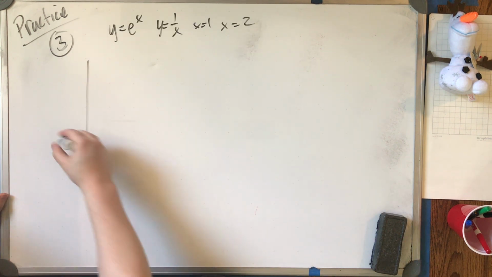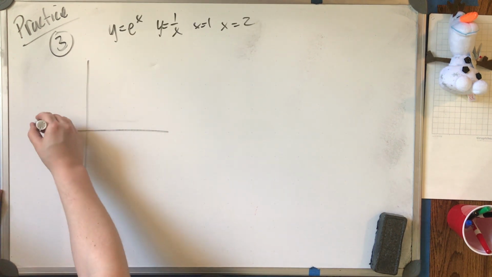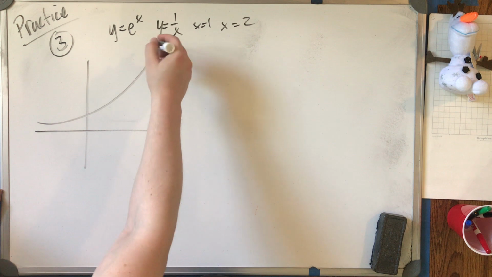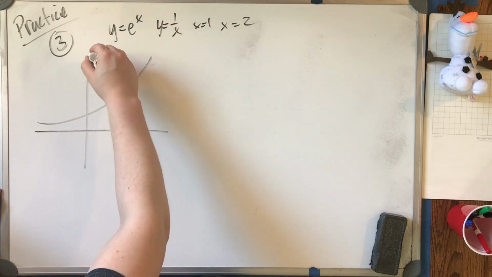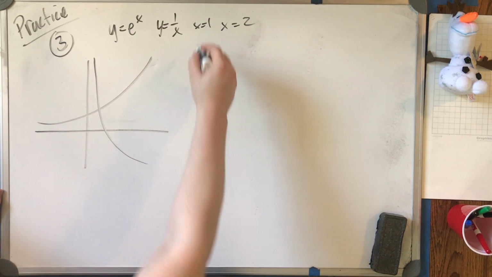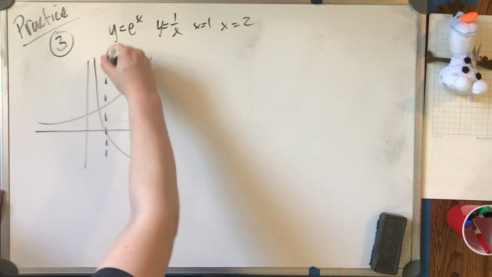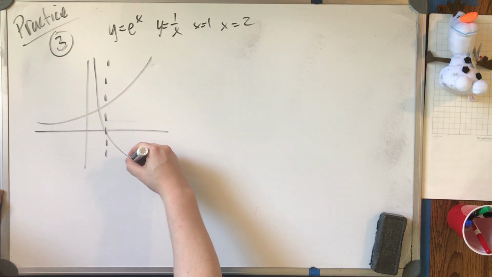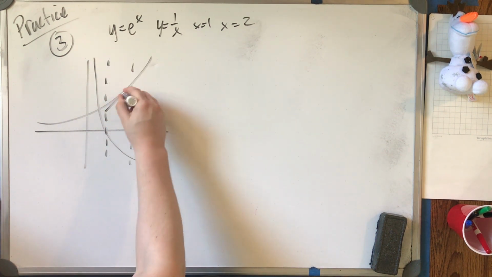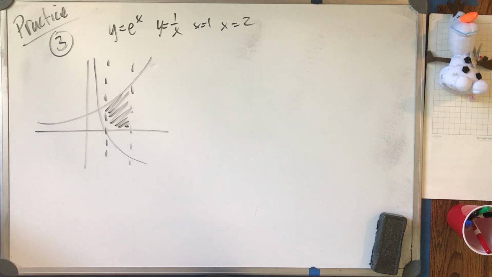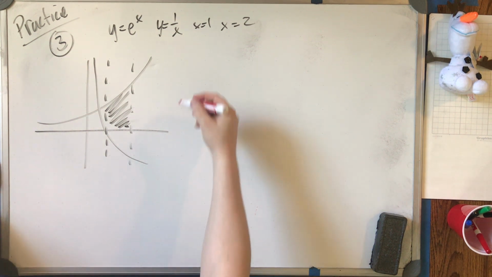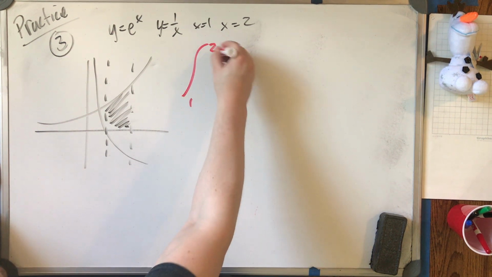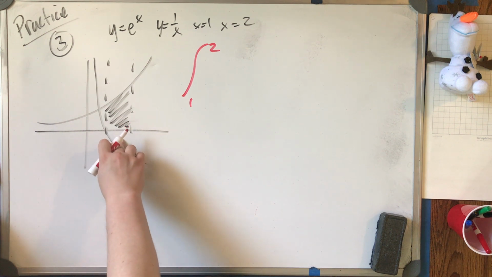Okay, 3. They gave us a lot of information here. We have y equals e to the x, so that's that guy right there. We have this 1 over x, that's coming down like this, and then they're asking us to evaluate this from the x values of 1 to 2. So we end up with this region that's kind of in here, I believe. So let's go about setting this up. I'm going to have the integral from 1 to 2. I need to know which one is on top.